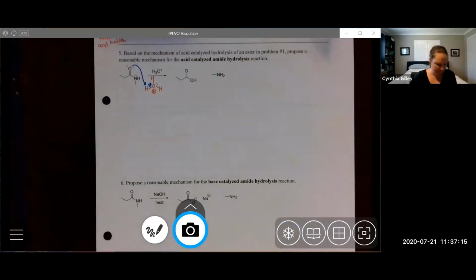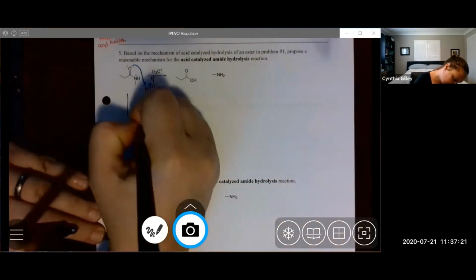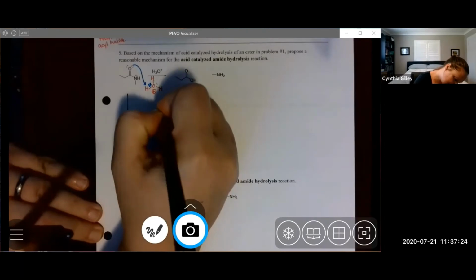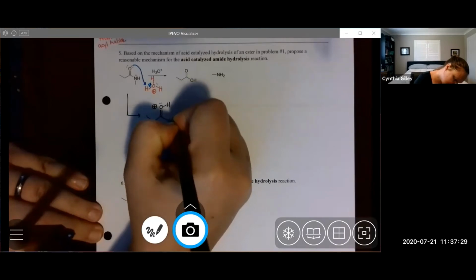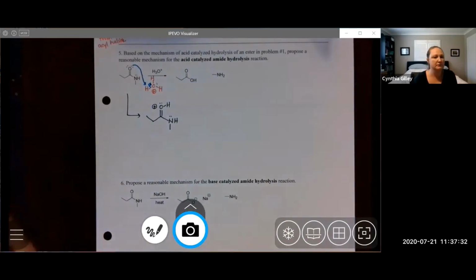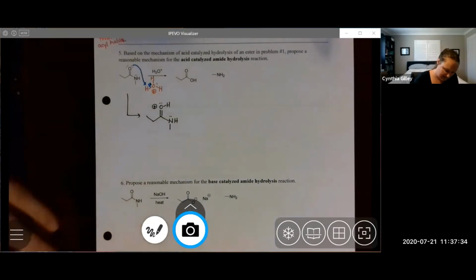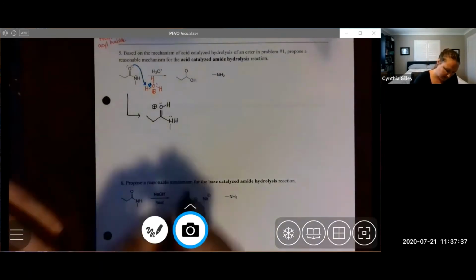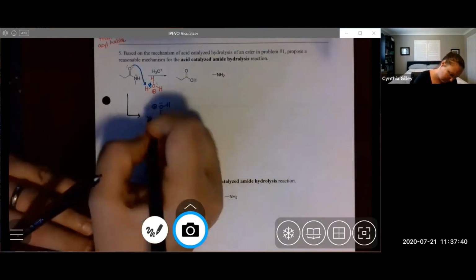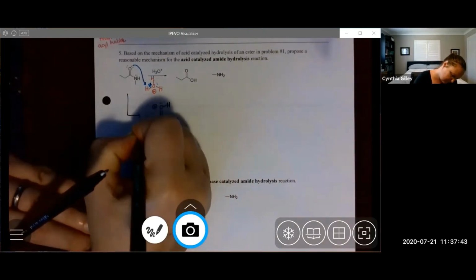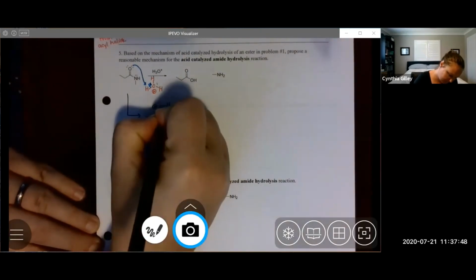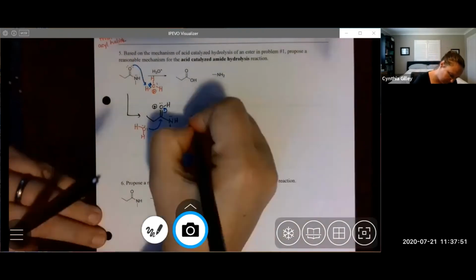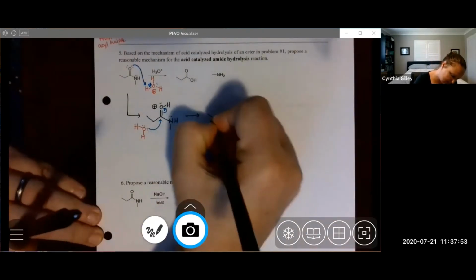Okay. Just like we did before. So that's going to make the amide much more electrophilic than it was before. Now we can do our nucleophilic attack with water. We've reached our first tetrahedral intermediate.